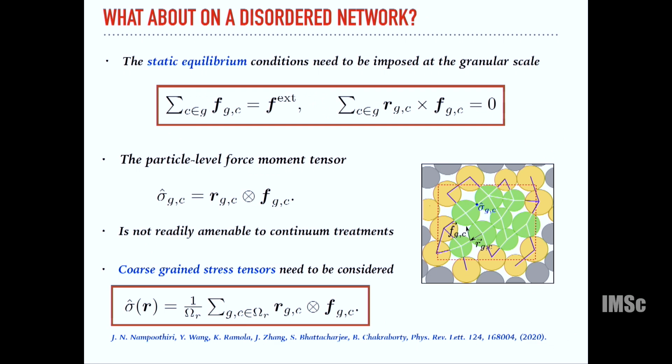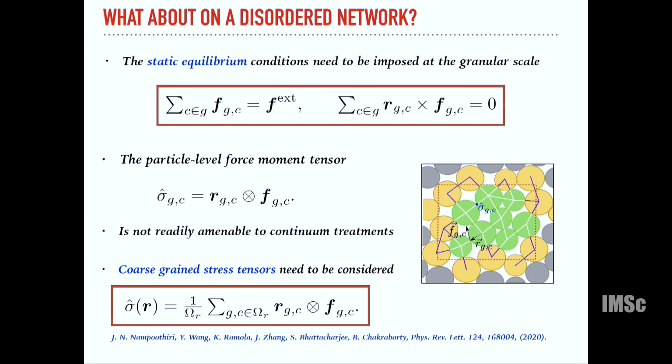So what you would have to do is create these packings and then actually solve the equations of force balance on the disordered network. Each network is individually different, and so the static equilibrium conditions no longer become these homogeneous equilibrium conditions on a continuum. You would have to actually solve this at the granular scale. So here I'm showing what you'd have to do.